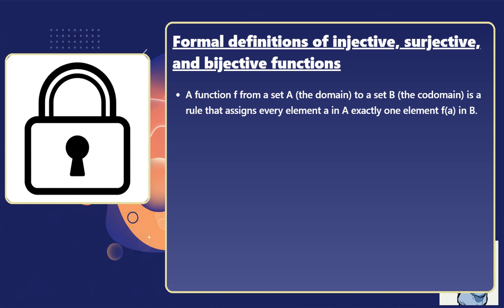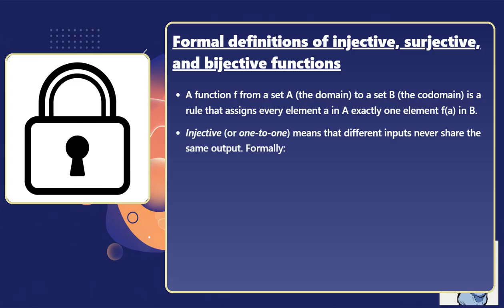A function f from a set A, the domain, to a set B, the codomain, is a rule that assigns every element in A exactly one element f(a) in B. Injective, or one-to-one, means that different inputs never share the same output. Formally, for all x1, x2 in A, if f(x1) equals f(x2), then x1 equals x2.